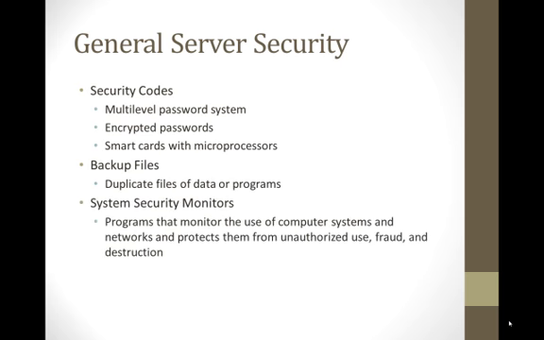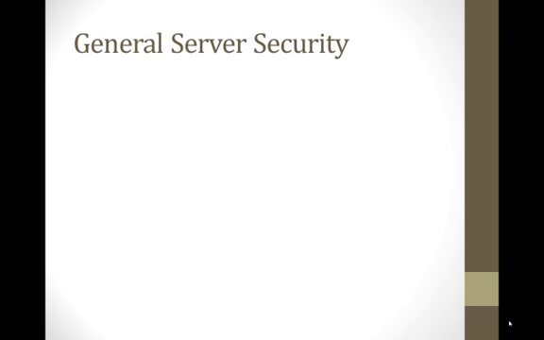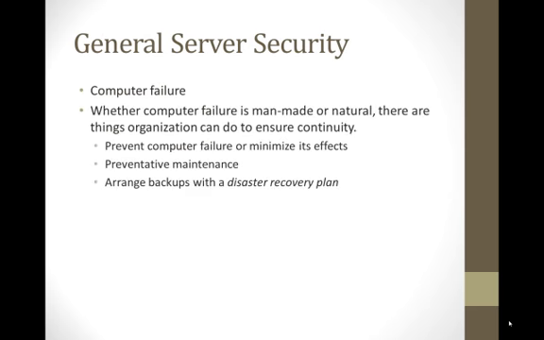You want to have system security monitors that are constantly checking for any problems, any unauthorized use, fraud, destruction, any of that. All right. If you have computer failure, which does happen, sometimes more often than we like to admit, can be man-made or natural computer failures. There are things organizations can do to ensure continuity. In other words, they want to get back up as quickly as possible. You can either install stuff to prevent computer failure or minimize its effects as much as possible.